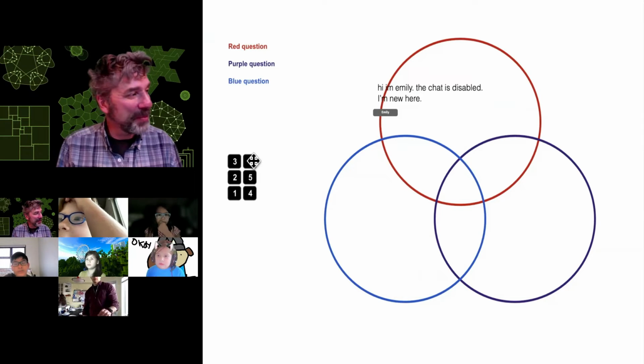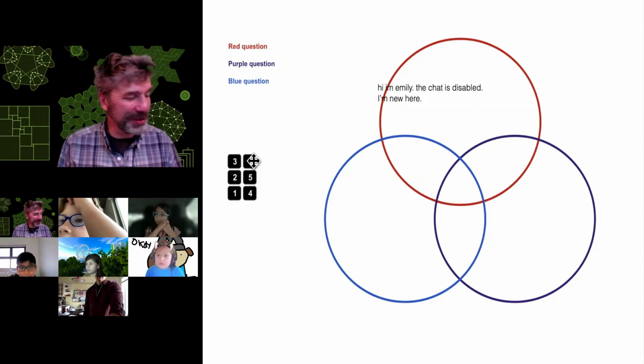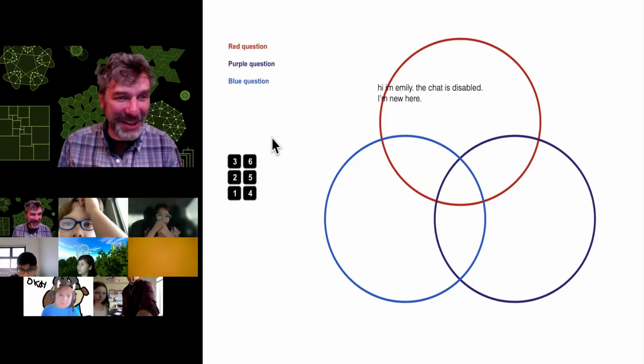So what can you do with dice? You can roll them.